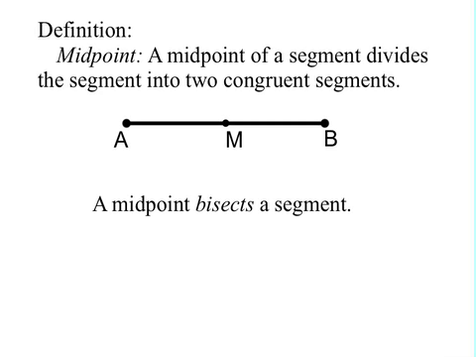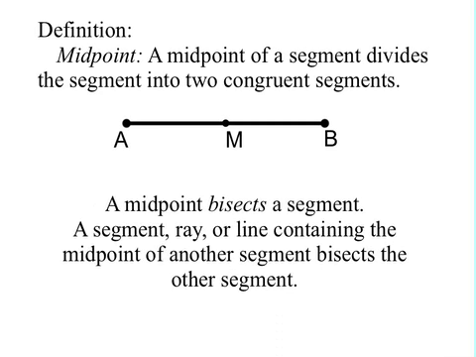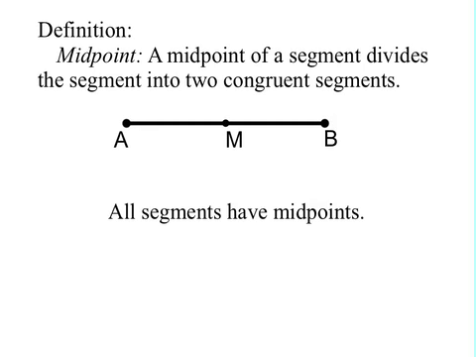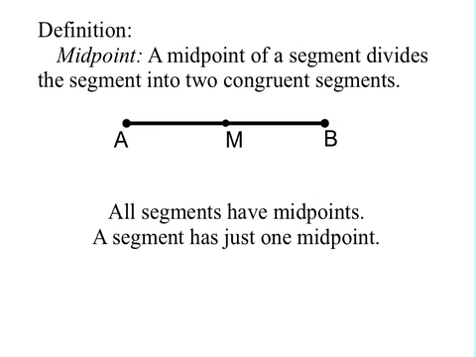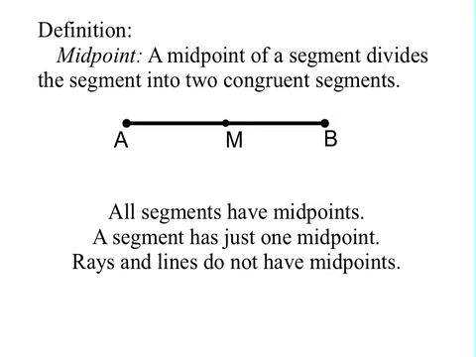A midpoint bisects a segment. A segment, ray, or line containing the midpoint of another segment bisects the other segment. All segments have midpoints, and a segment has just one midpoint. Rays and lines do not have midpoints because, of course, they go on infinitely, so there's no way to divide them into two congruent pieces.